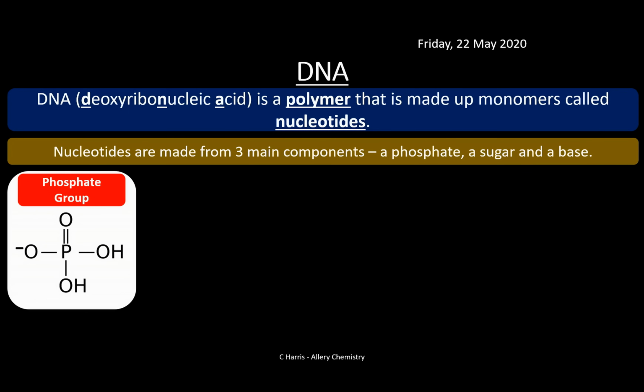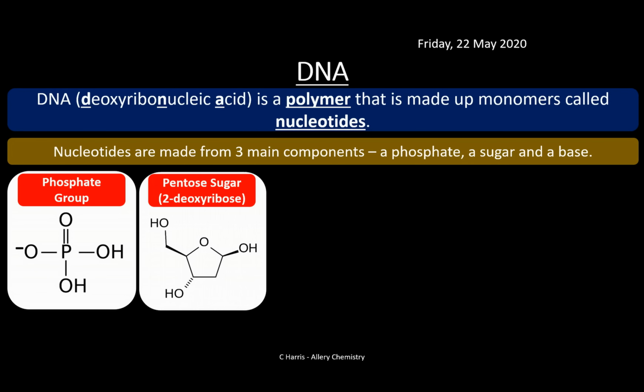So it's phosphorus in the middle with two hydroxy groups, as you can see there, and you've got your oxygen groups as well. I've got a minus on there as well. That will come into use later. So a pentose sugar is an example of a sugar. So it looks like that. So that's pentose, or 2-deoxyribose.